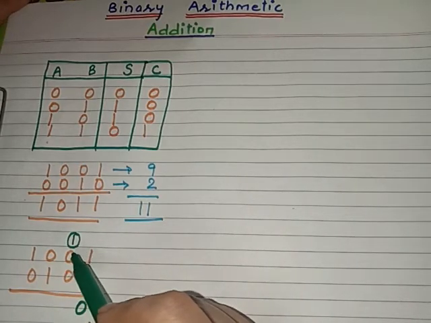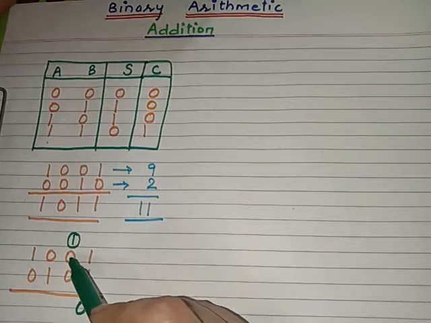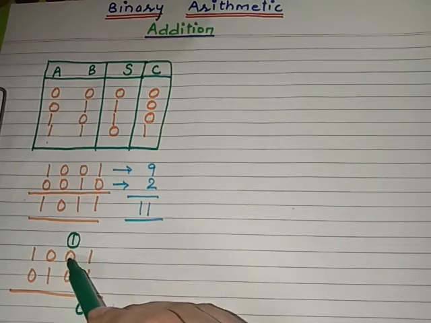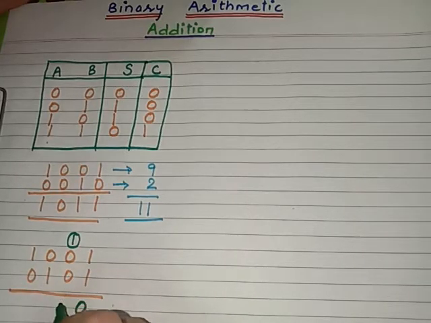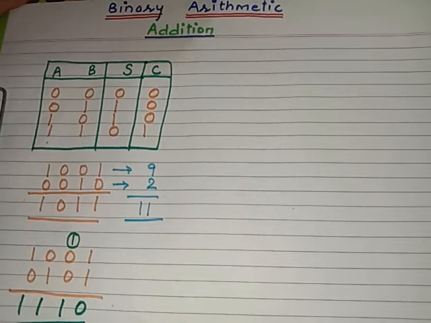Now you have to add this carry with these numbers also. 1 plus 0 is 1. In that 1 I will be adding this 0. So 1 plus 0 is 1, and then add this 0 to that 1, that will be equal to 1. 0 plus 1 is 1. 1 plus 0 is 1. So you can also recheck the numbers.